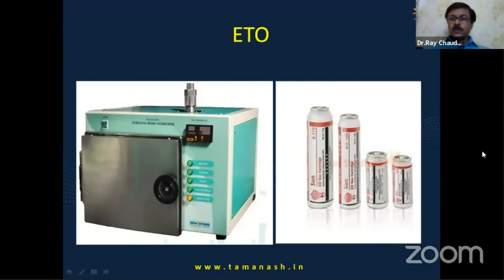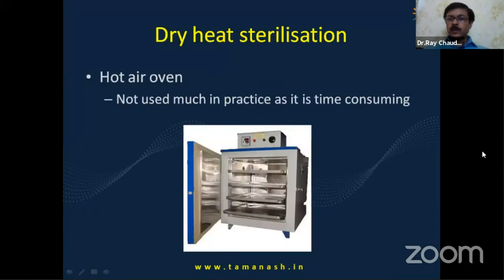So ETO comes in these cartridges, which have to be placed inside the chamber, and the machine has to be turned on. Nowadays, most ETOs are automatic, so they give a record of the temperature and pressure, temperature and humidity, and time of the ETO.